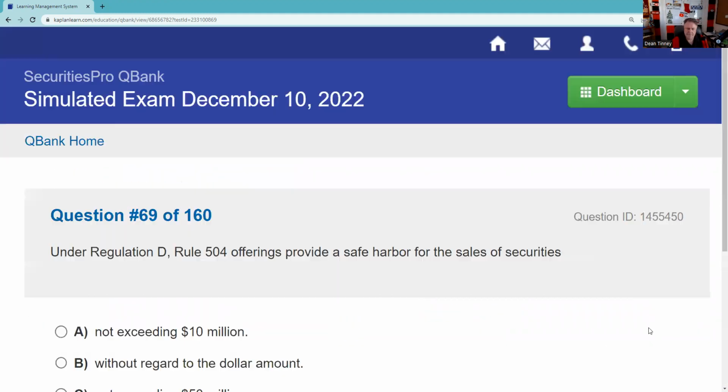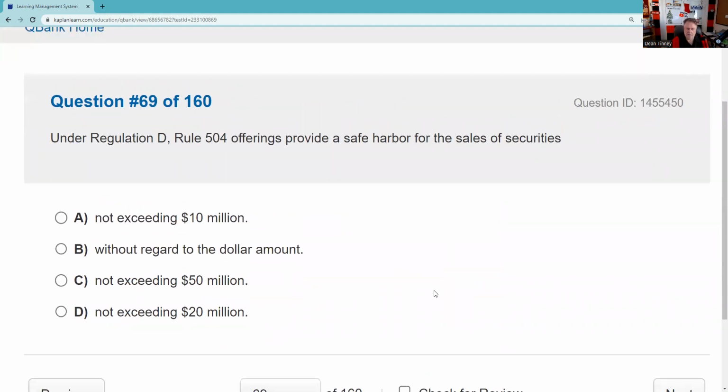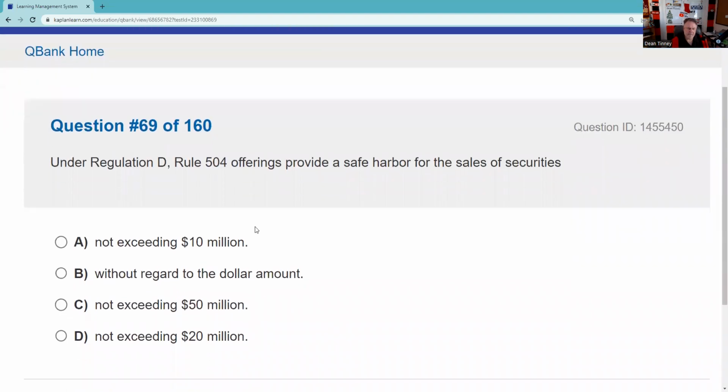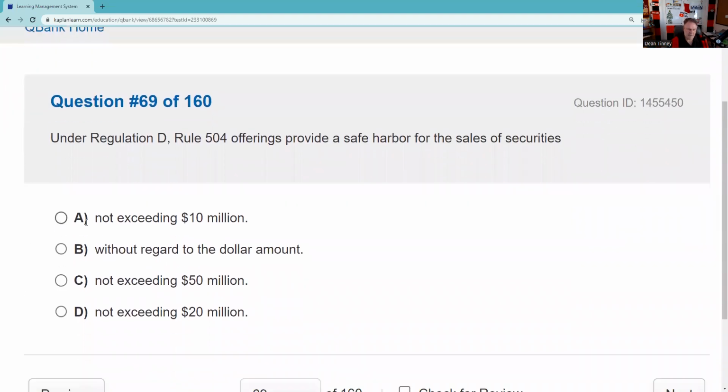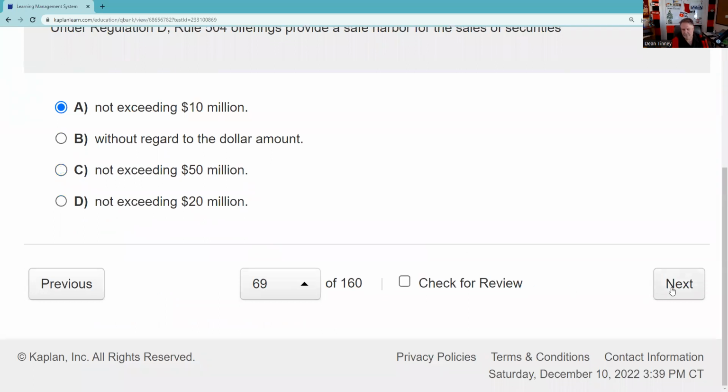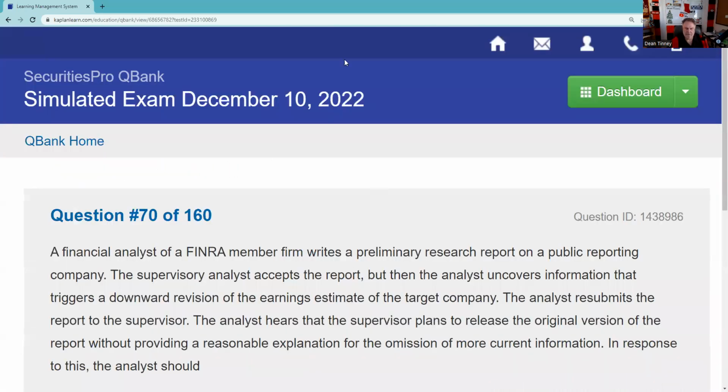Question 69. Under Reg D 504, safe harbor. Safe harbor means a way to do something without getting in trouble, in plain English versus legalese, for sales of securities. So this is not exceeding 10 million. So there's another safe harbor under Reg D. So it's not exceeding 10 million.